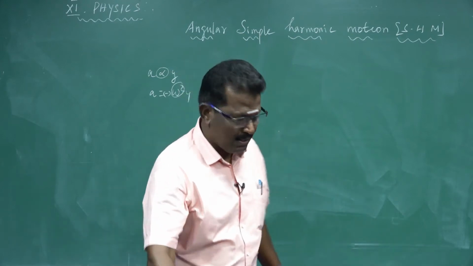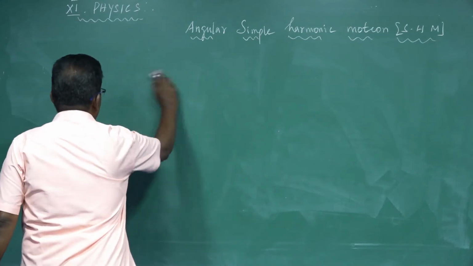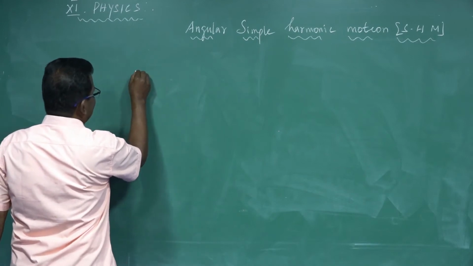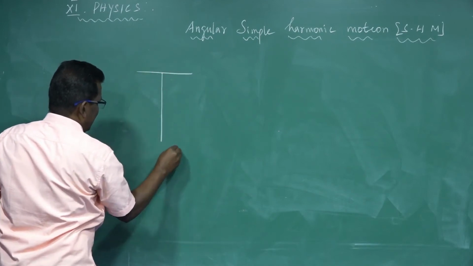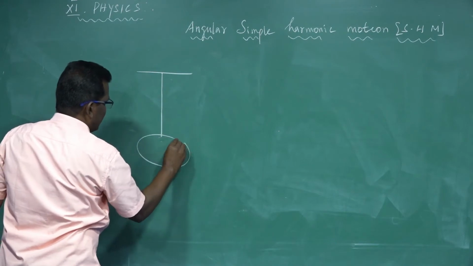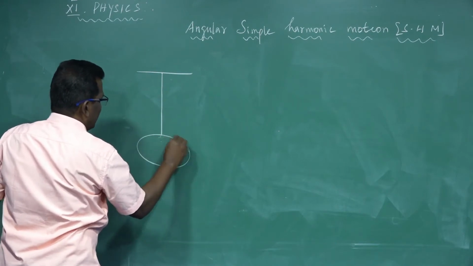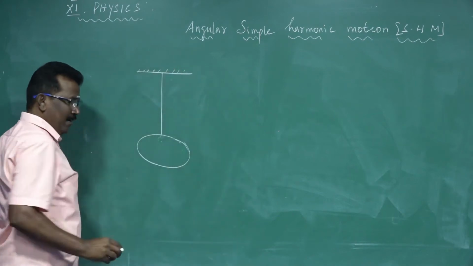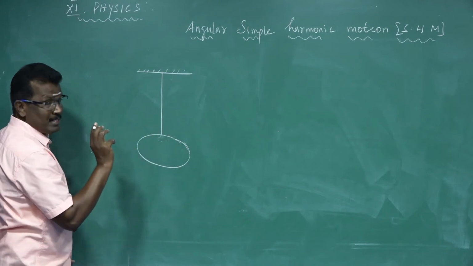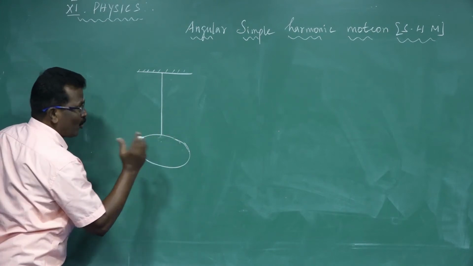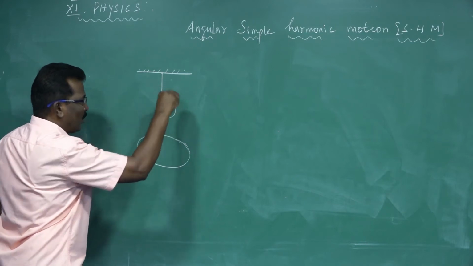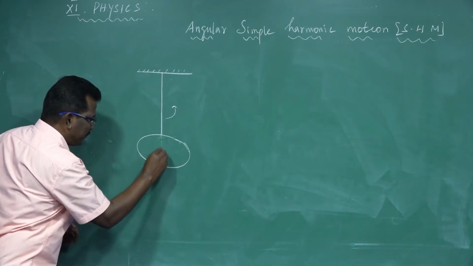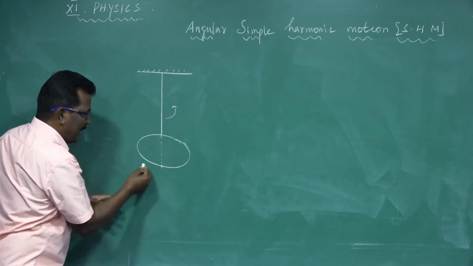Now we are going to discuss it. Let us consider a body suspended from a support by means of a string or thread. If a force is applied, the body is able to rotate. Suppose this is the mean position of the rigid body, and the body is rotated.